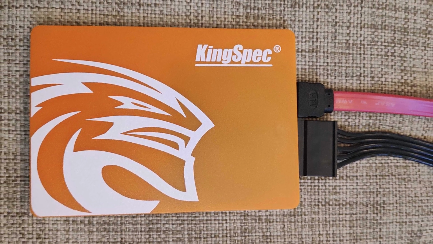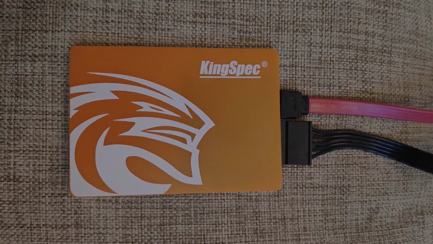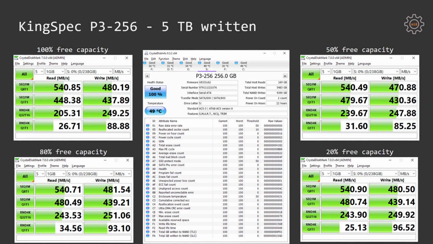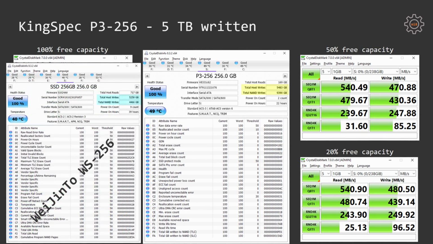After writing 5TB of data onto KingSpec P3-256GB, Crystal Disk Info is showing very interesting data. Even though my program wrote just a bit more than 5TB of data, total NAND writes are about 10TB. This is very unexpected. Usually total NAND writes are less than total host writes, because SSD controllers are smart enough and if the data is equal to what is already written on the SSD, they do not write it again. In this case, total NAND writes are almost twice as much as total host writes. I'm not sure what's going on here, but if it's true, this means the endurance or lifespan of this SSD is going to be worse compared to the other SSDs.